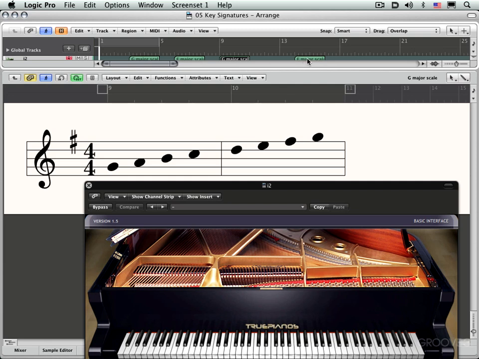And similarly, if we go to that F major scale, here we have a key signature showing us one flat on the B line. So it means that anytime a B occurs in this piece of music, unless indicated otherwise, we're going to flatten that B.